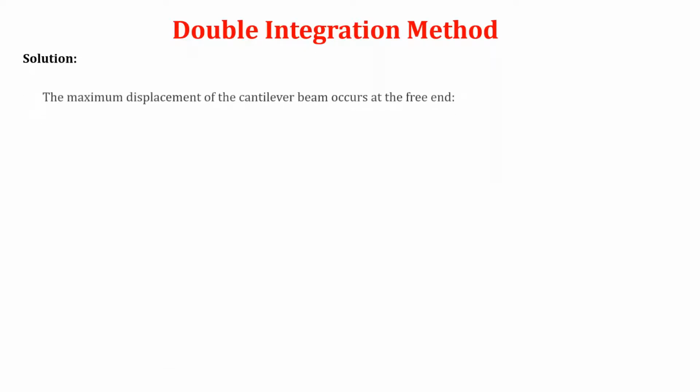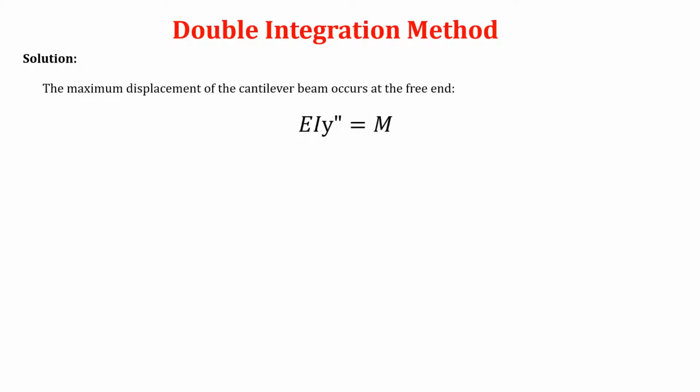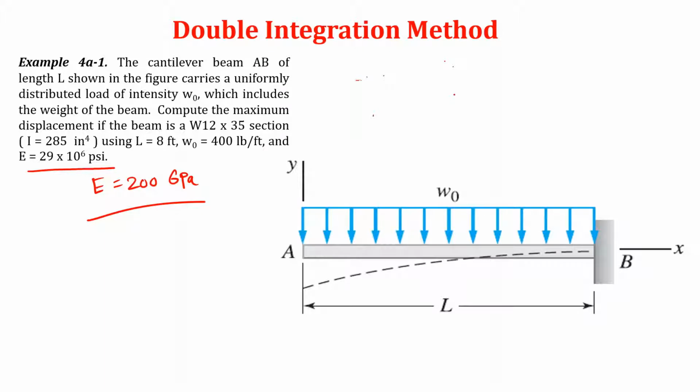Okay, let's begin. Of course, the maximum displacement of the cantilever beam occurs at the free end. Why? If we draw the deflection of the beam, that is why it is called the geometric method, because we draw the deflection curve. The maximum deflection occurs at the free end, because at the free end there is no support, so it is free to bend.